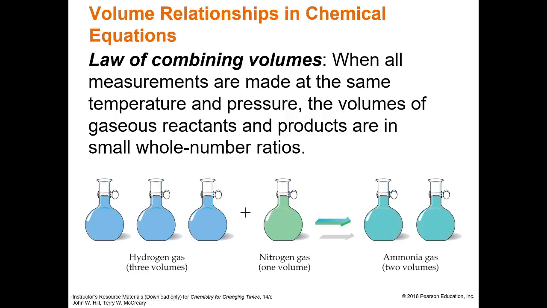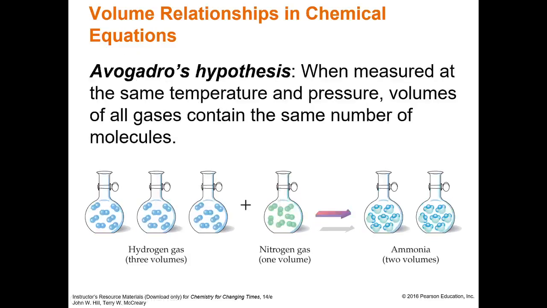And the reason for that is the chemical equation. You have 4 volumes of this gas here. You're only going to produce 2 ammonias for the 3 hydrogens and 1 nitrogen here. So Avogadro's hypothesis was when measured at the same temperature and pressure, volumes of all gases contain the same number of molecules. And so the reason that you only got 2 volumes out of this reaction was because these 4 molecules would have only given you 2 molecules of ammonia.